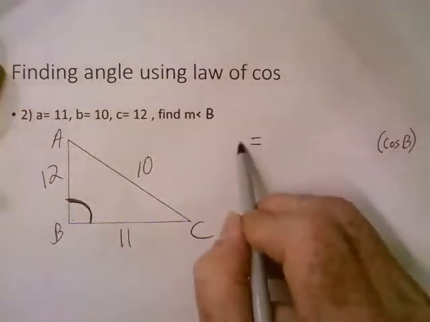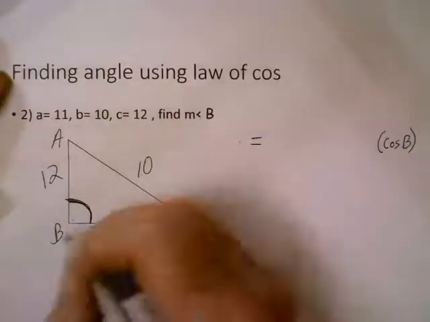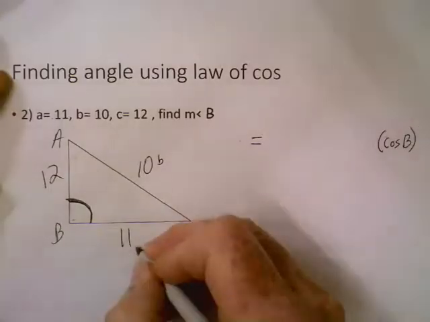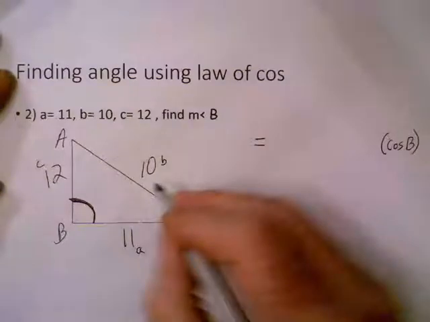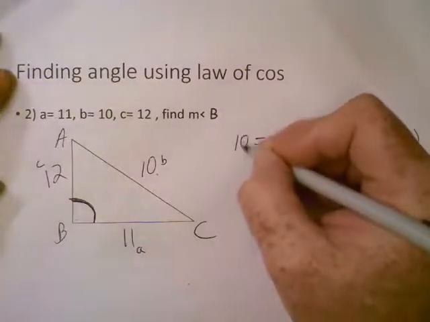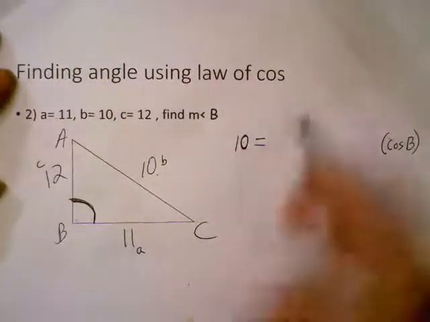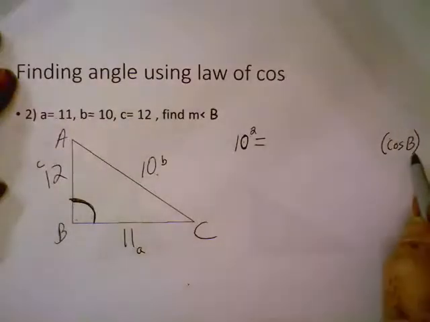And that means little b has to be over here. Well, we know little b, and I'll put them in here. That's little b, that's little a, that's little c. We know little b is 10, so it has to go over here on this side. Little b on this side, big B on this end.